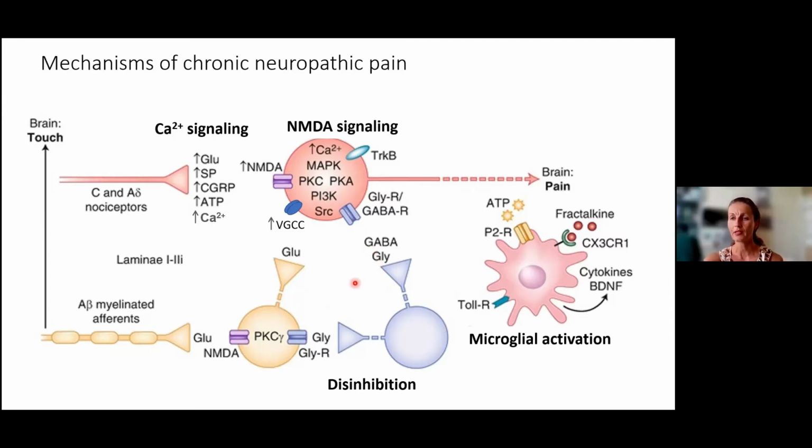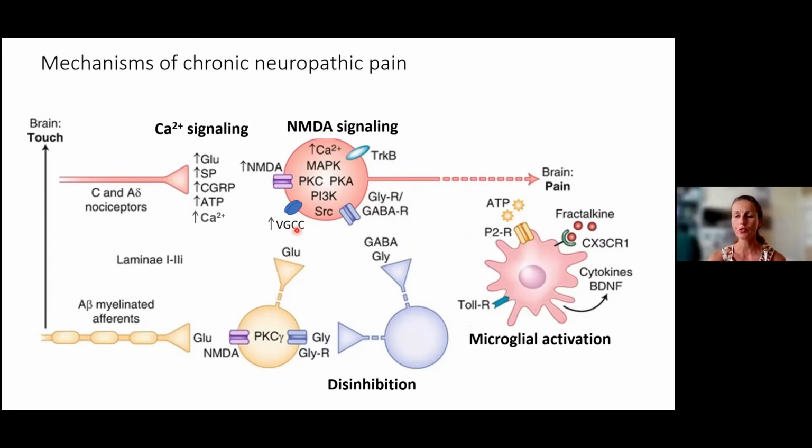The other big factor that's happening, that has been observed in those chronic patients and in the animal models, is the disinhibition. There is reduced release of GABA or reduced expression of the GABA receptors in the neurons in the spinal cord, that contribute to the exaggerated pain signaling from the nociceptive neurons in the spinal cord. And then there is also the contribution of the microglial activity, which may also stimulate the nociceptive neurons.